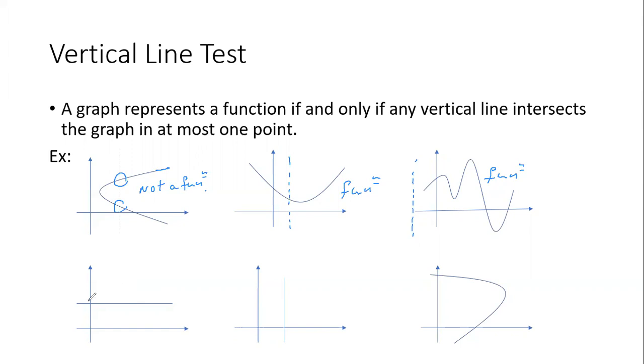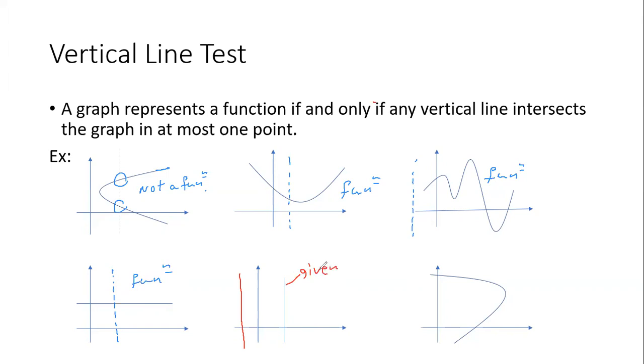This one, a horizontal line. Still, the principle is the same. If you move a vertical line from left to right, it intersects only one point. Therefore, this is a function. This one is a vertical line. Now, look what happens if you move a vertical line from left to right. This is a vertical line. Now, it does not intersect any point of the given line. This is the given line.